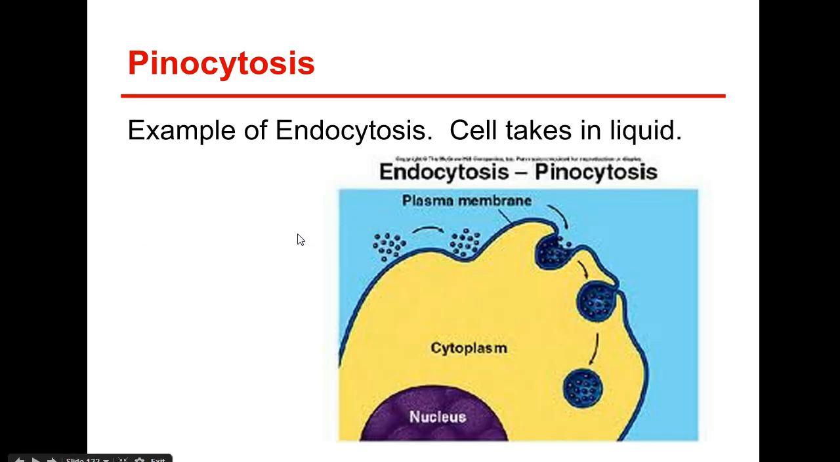And related to that, you guys, is called pinocytosis. Again, it's endocytosis taking into the cell, but it's taking in liquid. So cells need water, and if we're not getting that water or that liquid that we need through the membrane, sometimes it might happen through the process of endocytosis. So here's a membrane wrapping around it, making a little vesicle, and bringing it into the cell.